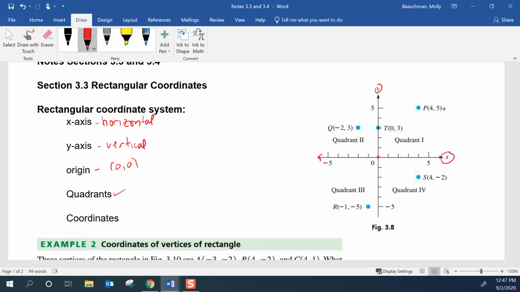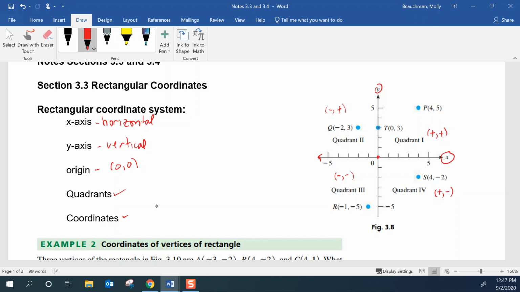So the first quadrant is where your x's and your y's are both positive. The second quadrant, your x coordinate is negative, y coordinate is positive. Third quadrant, both your x and your y coordinates are negative. And then the fourth quadrant, x coordinates are positive, y coordinates are negative.